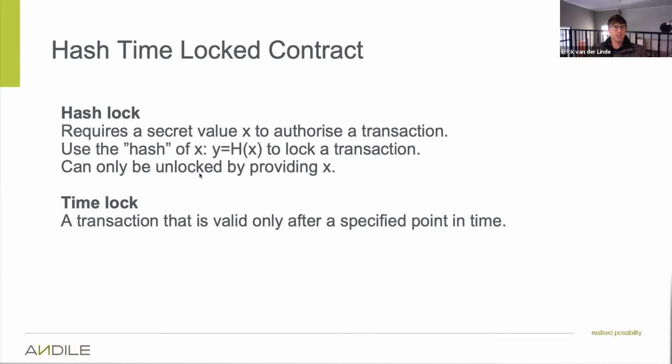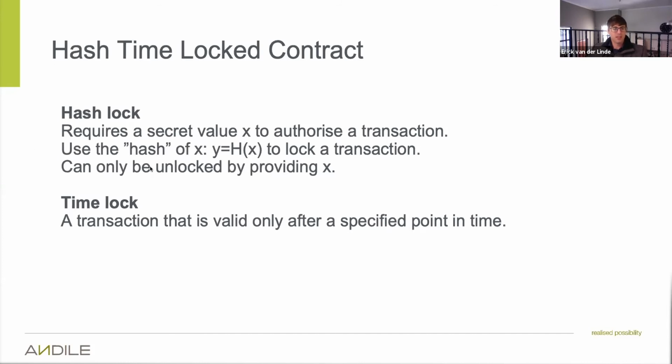So the final concept, just very quickly, is hash time lock contracts. And we'll dive a little bit deeper into how this really works. But the first thing that we need to understand is this hash lock mechanism. So what this hash lock gives us is it requires a secret value X to authorize a transaction. So I want to generate some secret X, a PIN code or anything, and I want to apply this to a transaction. So only if someone knows this secret value X will they be allowed to approve this transaction.